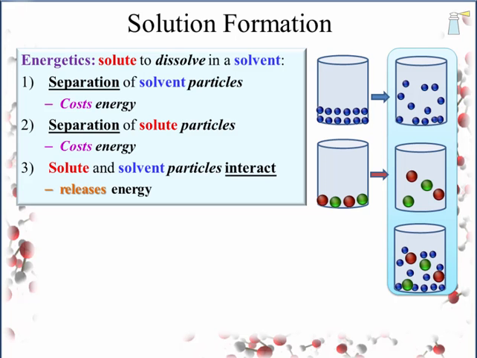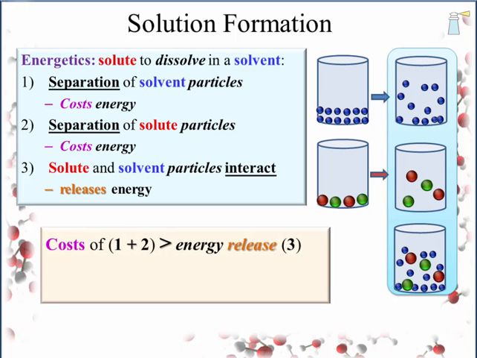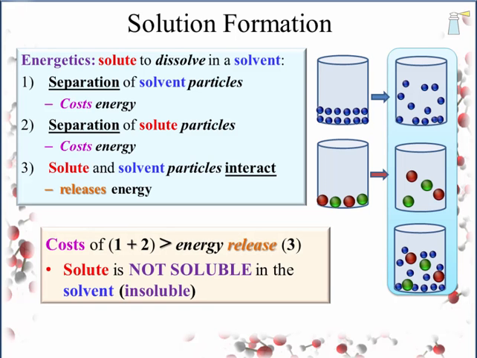With these three energy terms, the overall energetics of solution formation can be examined. There are two scenarios. If the magnitude of the combined costs of step 1 and 2 is less than the magnitude of the energy released in step 3, the solute is soluble in the solvent. Solution formation is favorable. If, however, the cost of step 1 and 2 is greater than the energy released in step 3, then the solute is not soluble, or insoluble, in the solvent. It just costs too much for what is gotten by mixing.